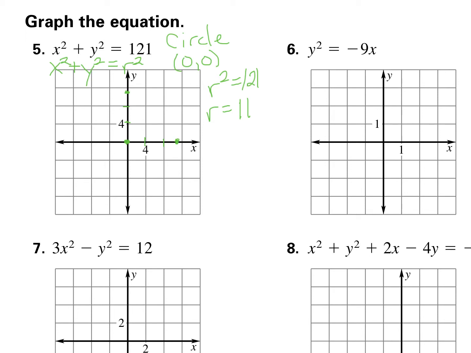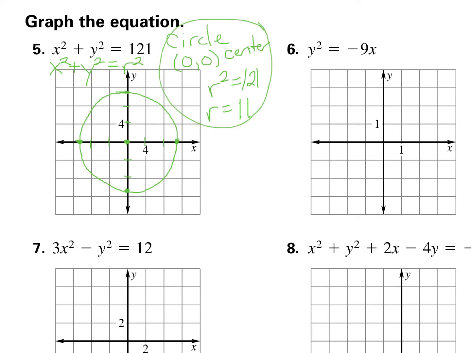It can be approximate. 4, 8, 11 in the negative y direction, and 4, 8, 11 in the negative x direction. And then from there I just sketch out a circle, and it's probably not going to be perfect, but as long as I have identified my center and my radius, I should be good. Okay, so that takes care of that.